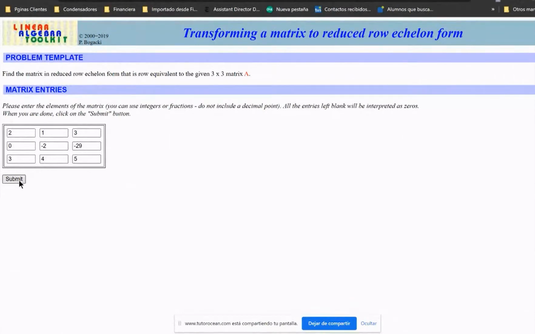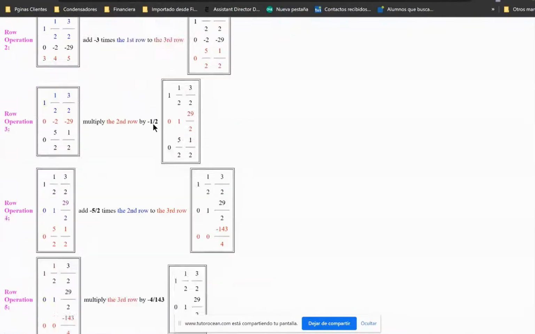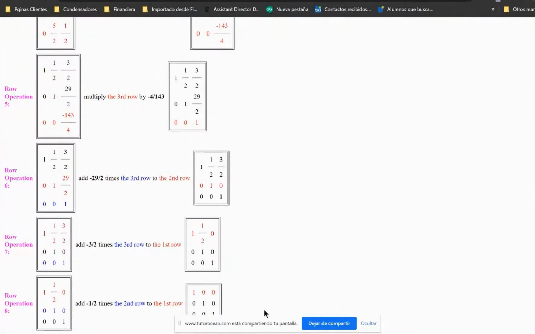Submit. They say what they did, but they are a machine. They first divide. They ask you not to divide, but at the end, when you cannot do anything else. But they finish, and what they got is the reduced echelon form. We did it fine, so another way.